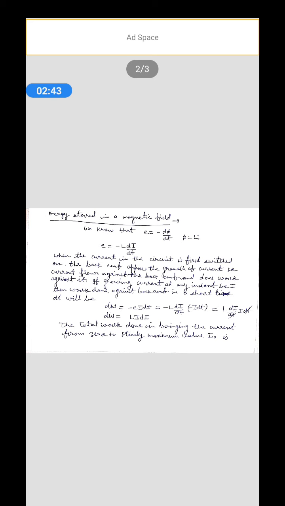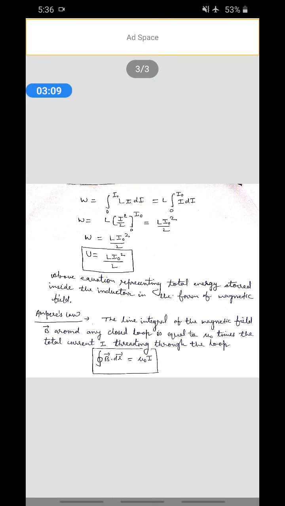We know the value of induced EMF e. So on putting the value of e, we get dW equals L i di. The total work done in bringing the current from 0 to the steady maximum value I naught is W equals the integral from 0 to I naught of L i di.